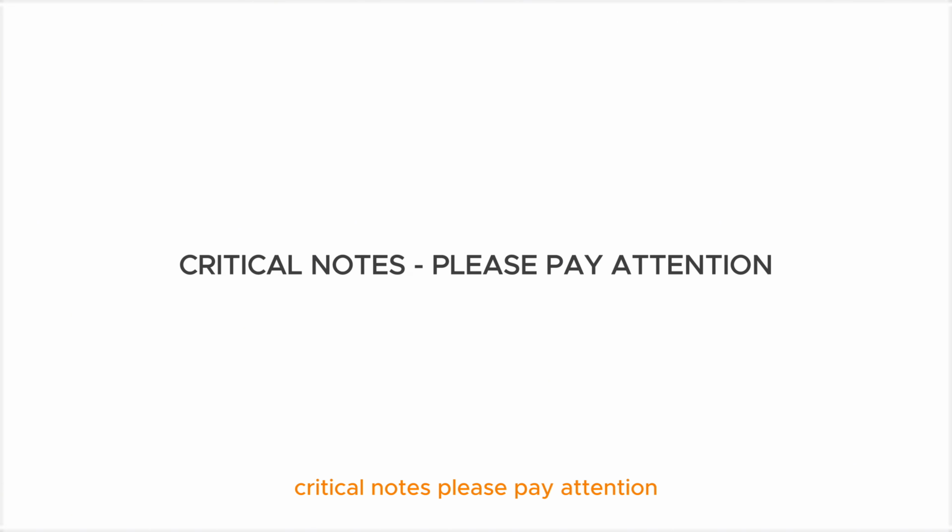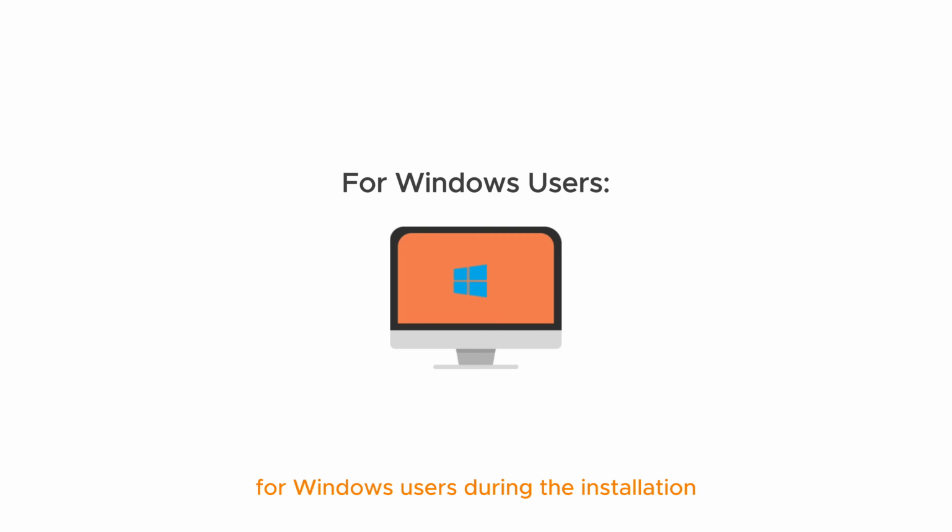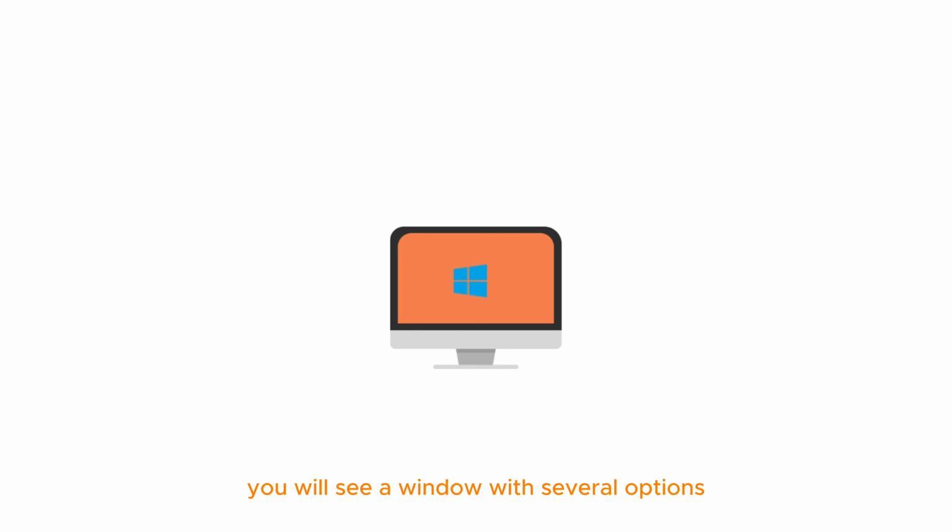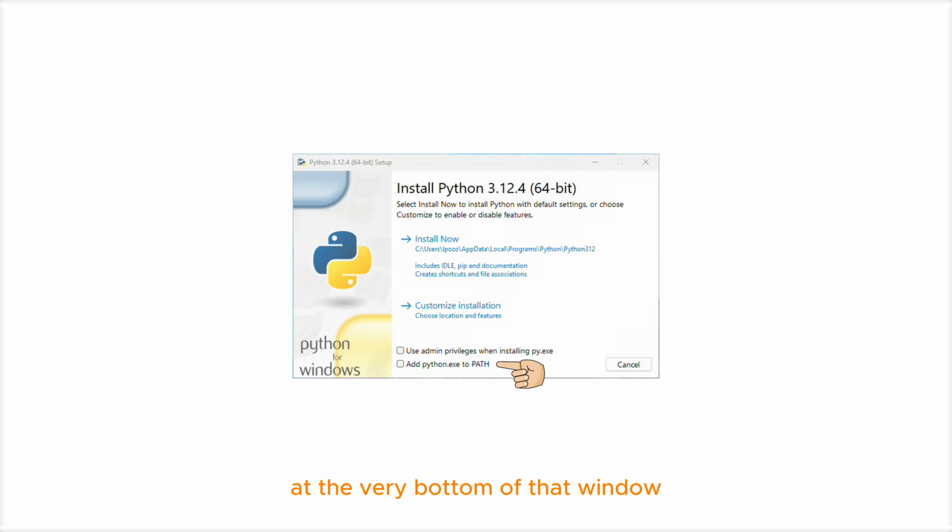Critical notes. Please pay attention. For Windows users, during the installation, you will see a window with several options. At the very bottom of that window, there is a checkbox that says add python.exe to path. You must check this box. This is the most important step. Checking this box allows your computer to recognize and run Python from anywhere, making your life much easier.